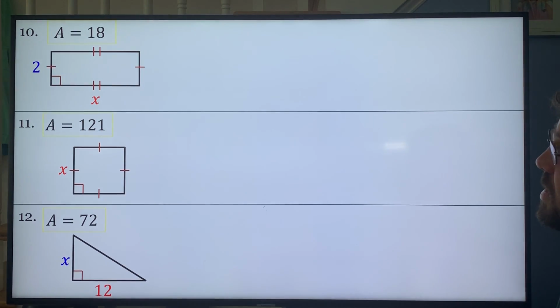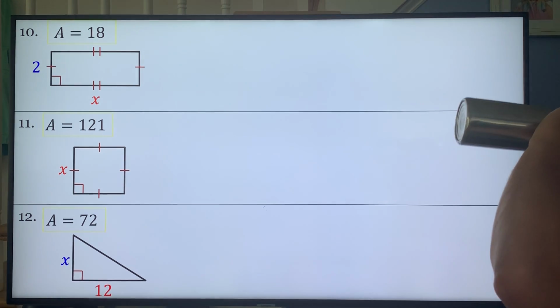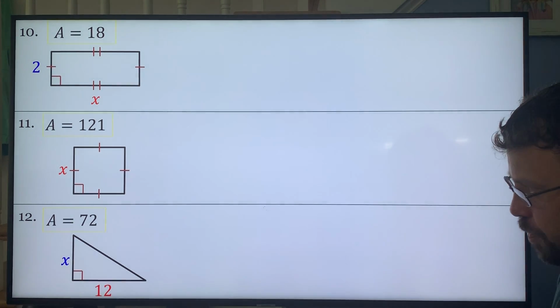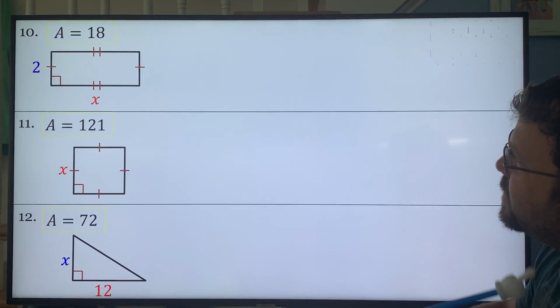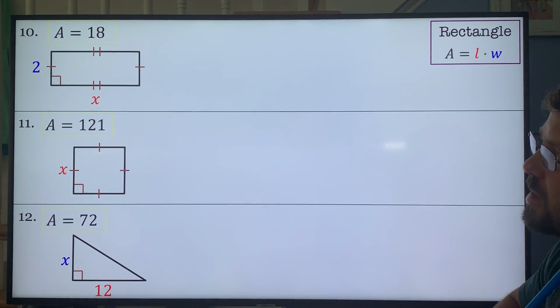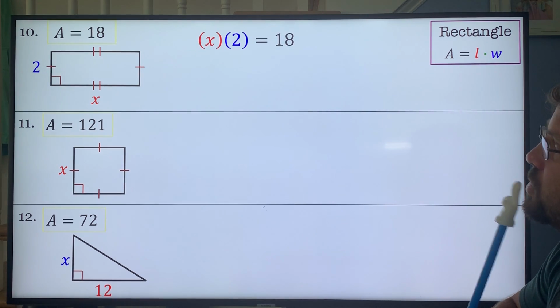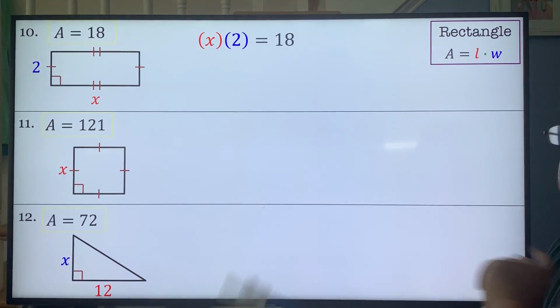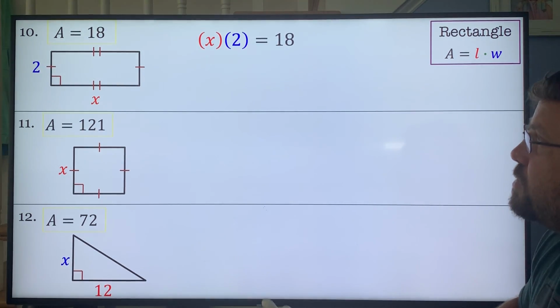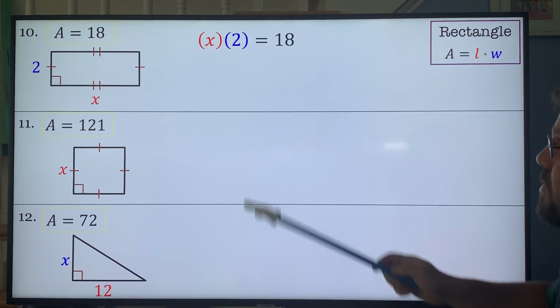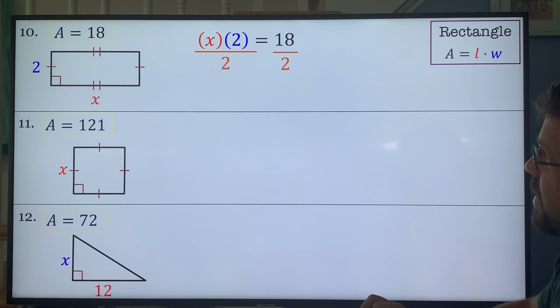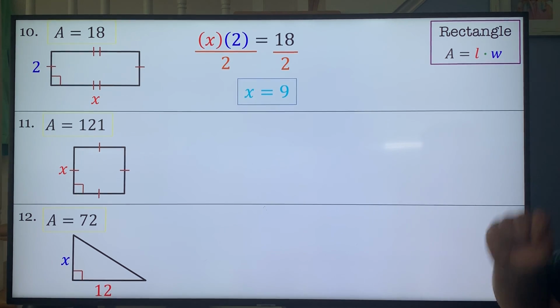You're given the areas, and now you have to find x. Ready? So, first thing you have to do here is use your formula. Area is length times width. So 18 equals 2 times x. Your length and your width really don't matter. They're interchangeable because you're multiplying. And 2 times x is the same as x times 2. 2x is 18. So you divide both sides by 2, and x equals 9.